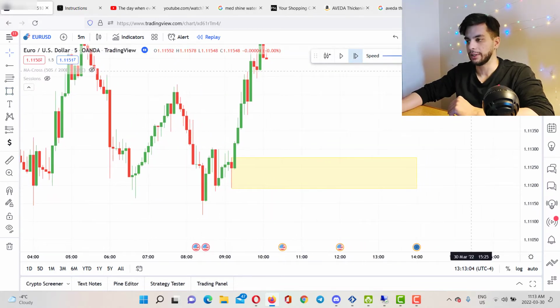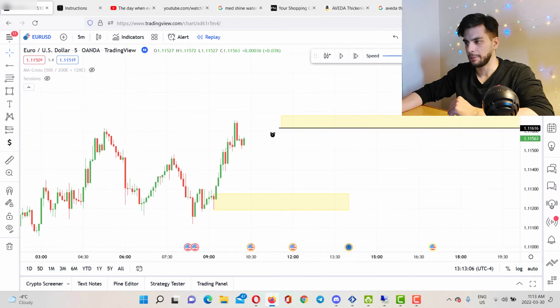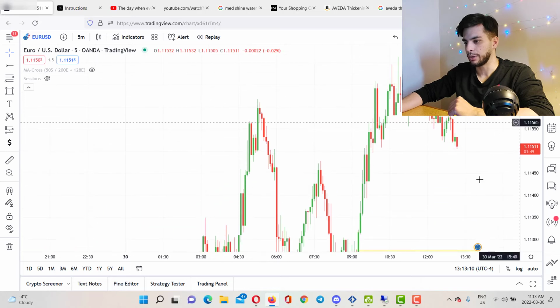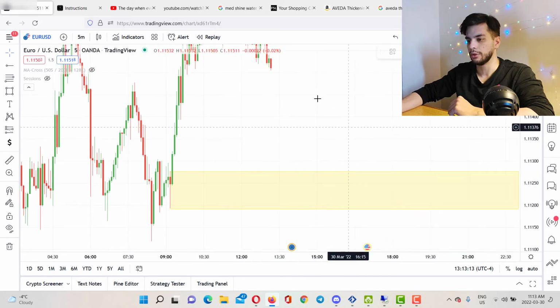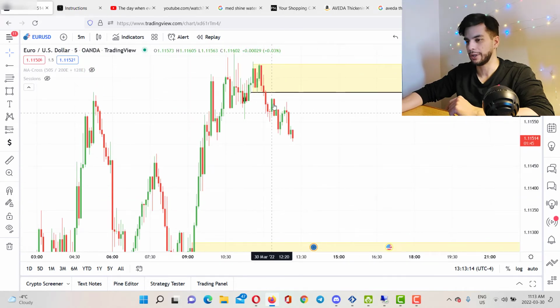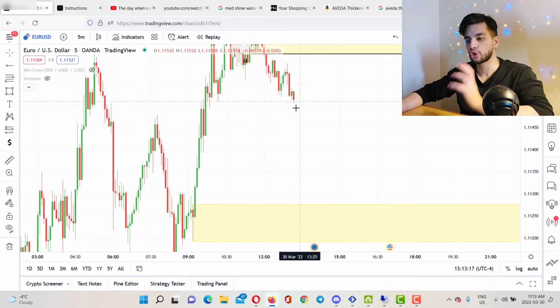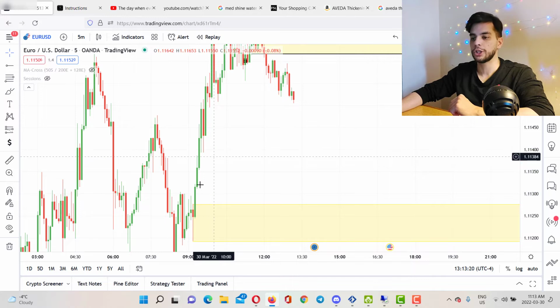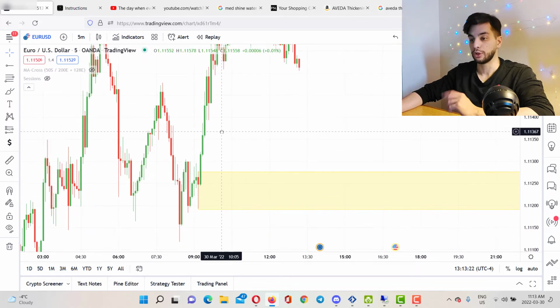So I don't think it actually tapped it, so let me just get out of the replay mode. Yeah, and right now we are here. So in my opinion, it's creating lower lows and lower highs to try to get into this level or this area, just because we have so many gaps here. There's so many gaps here, plus this high probability demand zone here.